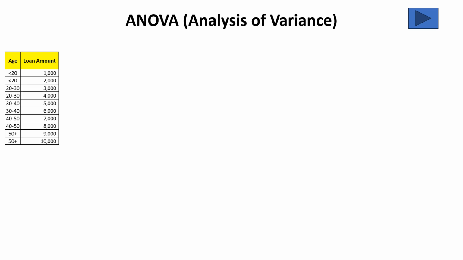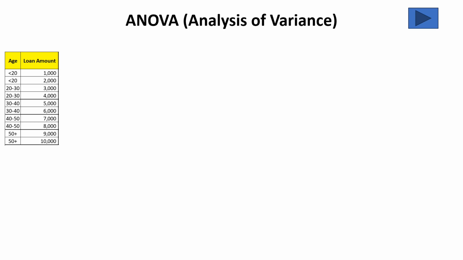Now there are two terms which I just threw. First one is the variance between categories, and the second one is the variance within the categories. What does that mean? If you look at this data, this is loan application data, where loan amount is the target feature and age is the independent feature. So we are trying to establish whether age has a strong relation with loan amount or not. That's what we need to establish.